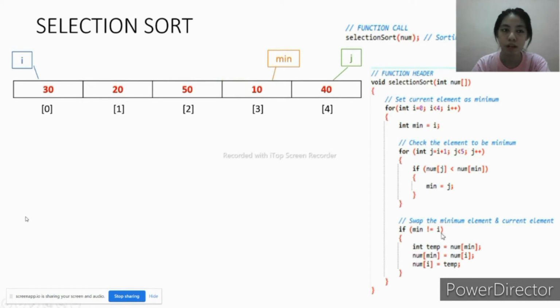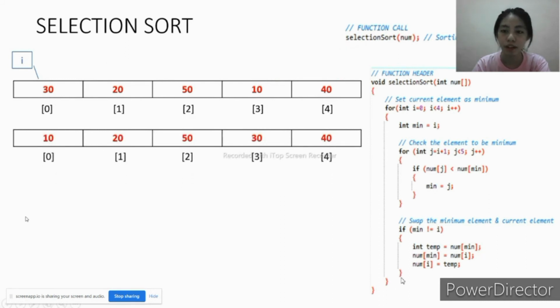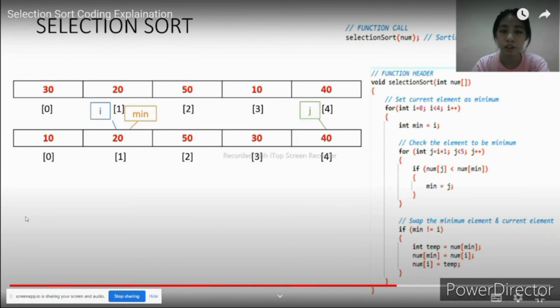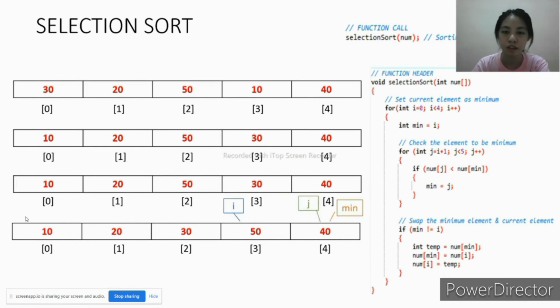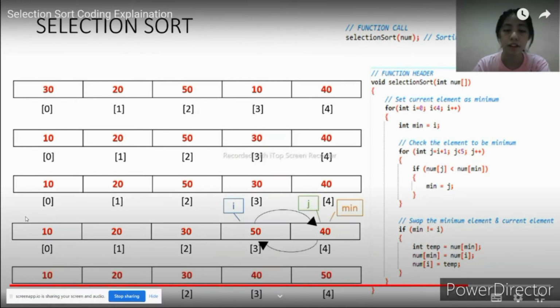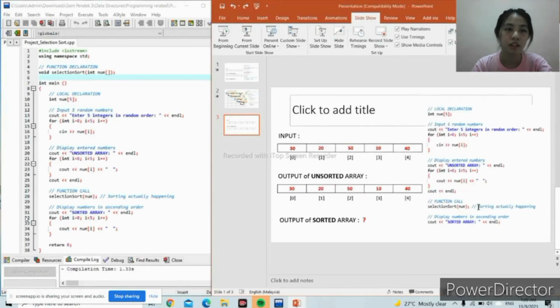If min is not equal to i, then perform swapping. So swap i and min. Now the order of the array is 10, 20, 50, 30, and 40. Go back to the first looping. i increments. i equals to index 1. i equals to min. Repeat the process for index 1, index 2, index 3, and index 4. This is the final order of the array. The output of the sorted array is 10, 20, 30, 40, and 50.